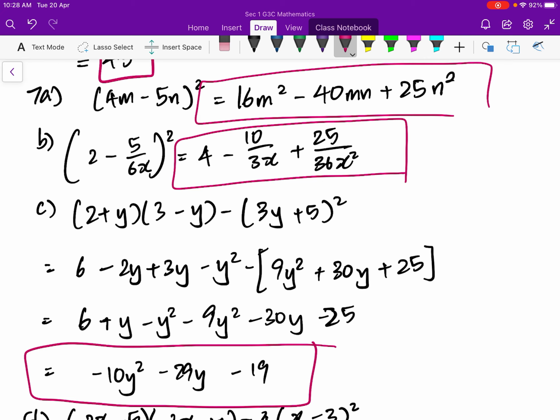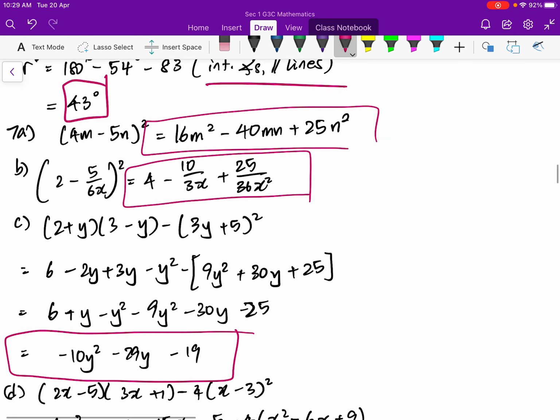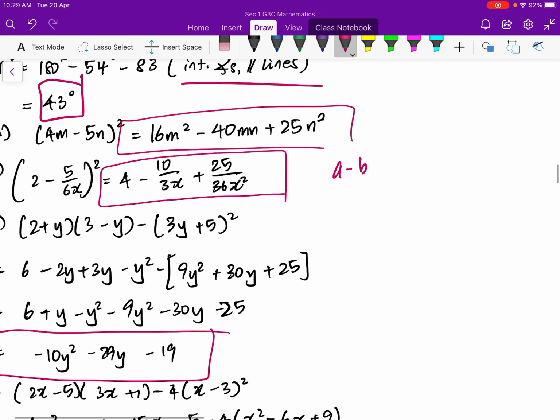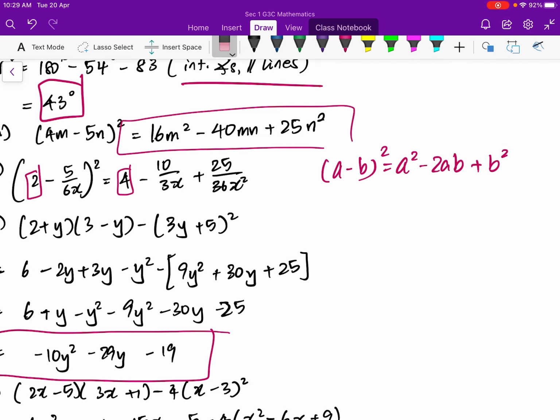Because I also don't know whether I made any mistakes or not. Okay, now this is a case of A minus B, and we square the whole thing. So the formula for A minus B squared: when you square it, you get A squared minus 2AB plus B squared. So what is our A over here? Our A is 2. So we square the 2, we get 4. Okay, first part, no problem. The first term is correct, definitely.